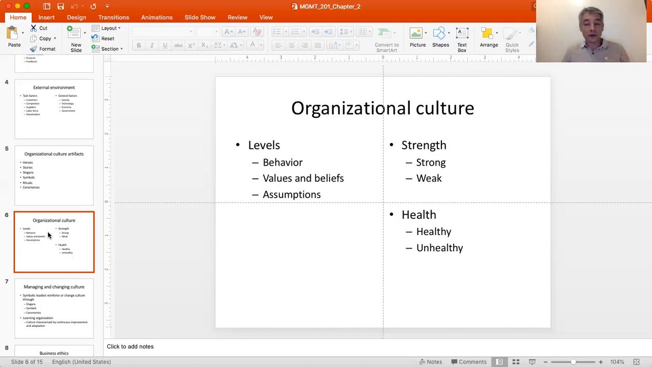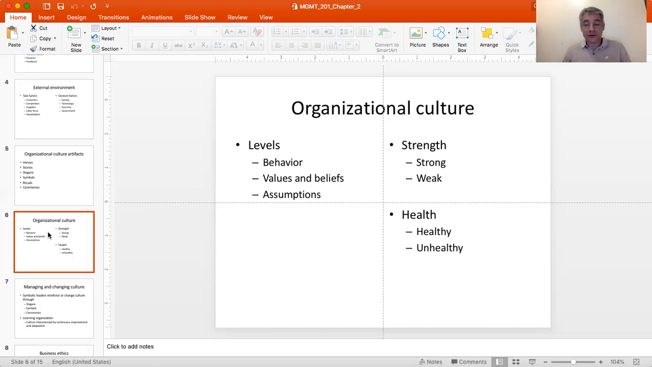You may have a weak, healthy culture, which is not a bad thing. In that case, you want to strengthen it, and you strengthen it through several means, and we'll talk about some of them in a second. And then you may have a weak and unhealthy culture, in which case your challenge is twofold, right?